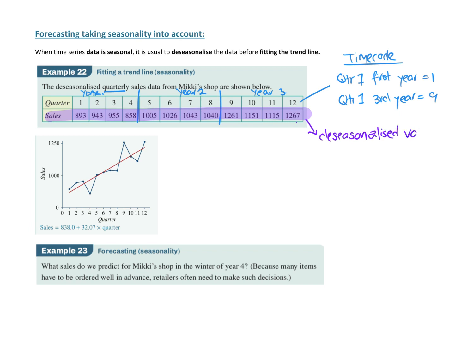So they already went and did it all, and they deseasonalized it. So what we're going to do is we're still going to get the forecast, we're going to get the trend line, except we're going to use the deseasonalized values. So we're still going to do a linreg and the A plus BX. You'd still do that. The X list will be your time code, and your Y list will be your deseasonalized values.